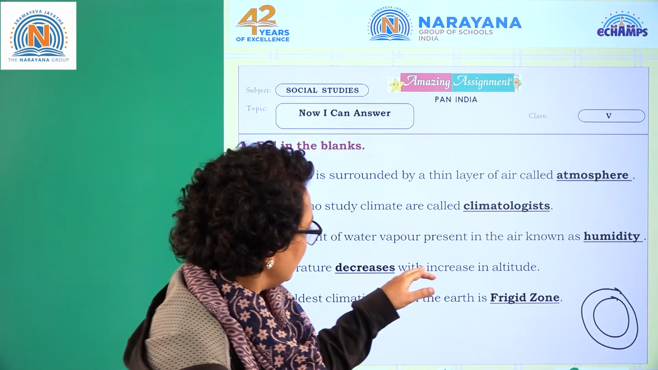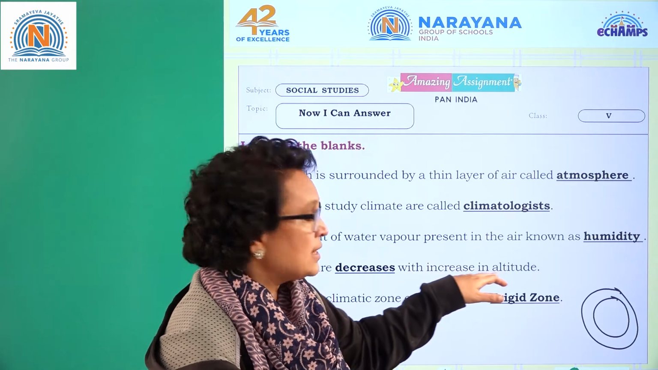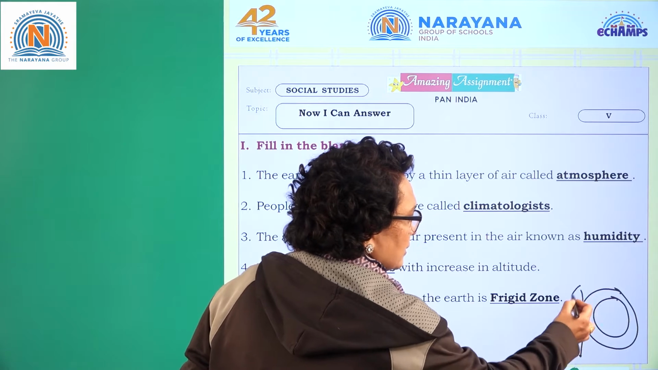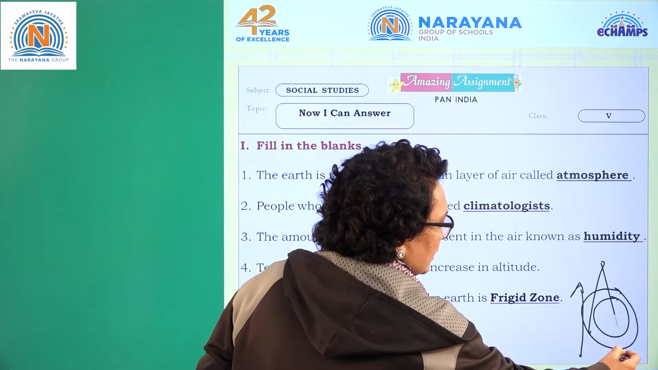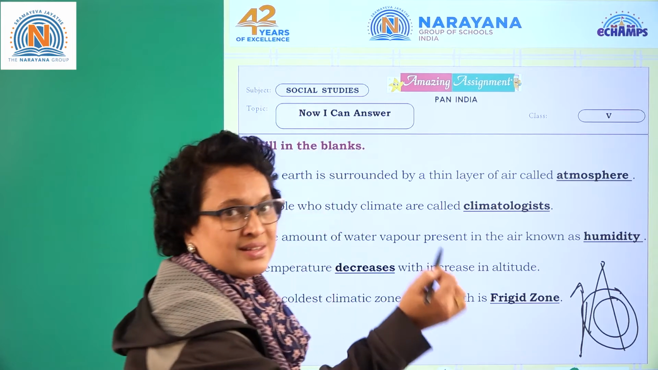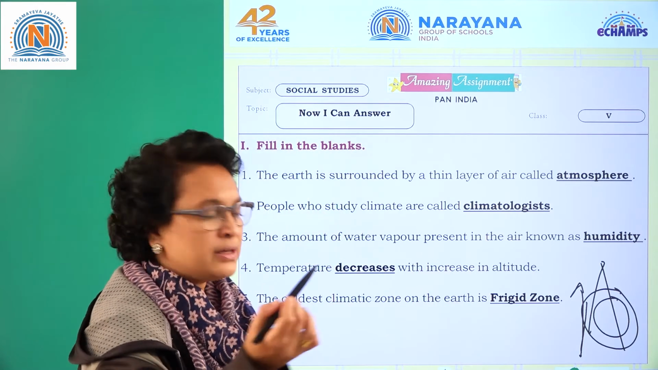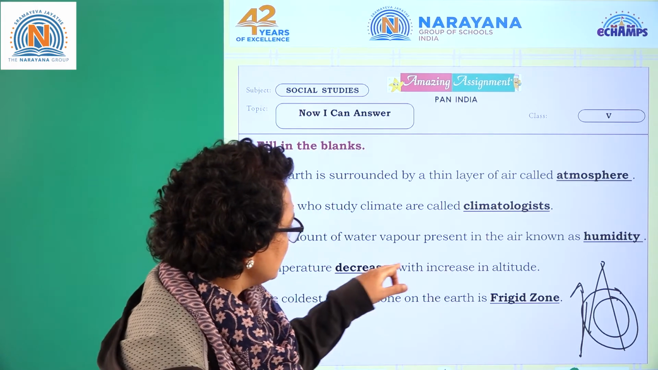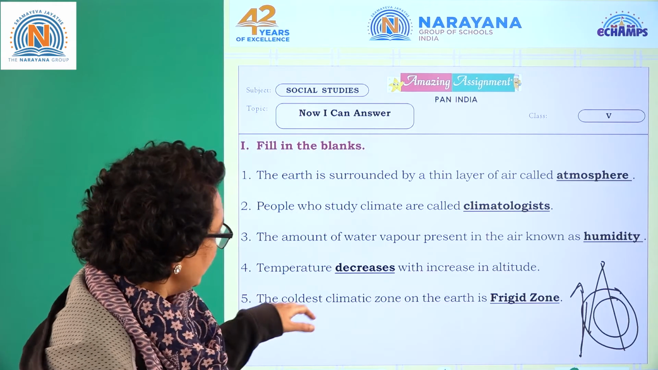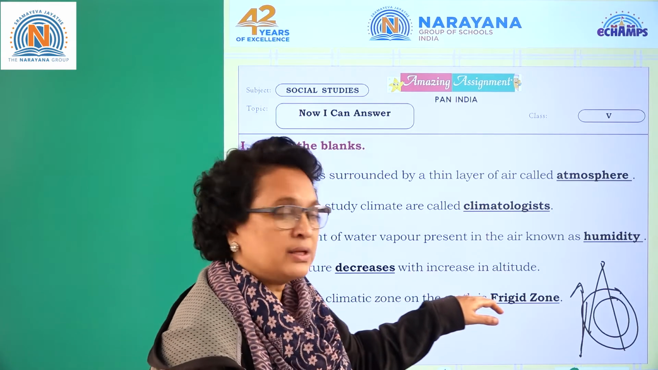Temperature dash with increase in altitude. Altitude is nothing but height. This is a mountain. When you climb the mountain, what happens? The temperature decreases. So temperature decreases with the increase in altitude. Clear?